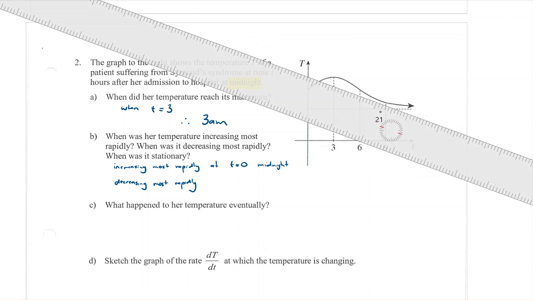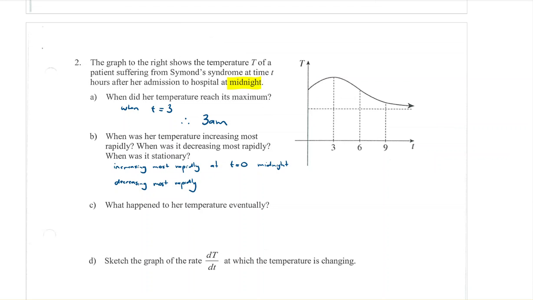So that point, which we call a change of concavity, where it was coming down and then changed and went back up again, is where it's going to be decreasing the most rapidly. So time equals 6, in other words, 6 a.m. And there's another part: when was it stationary? When it's at that turning point, which is when time equals 3. So stationary at t equals 3, or in other words, 3 a.m.